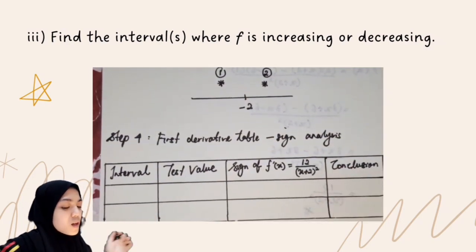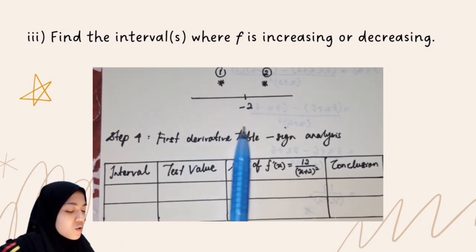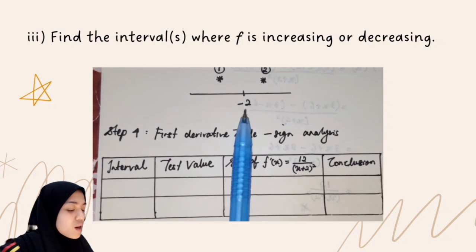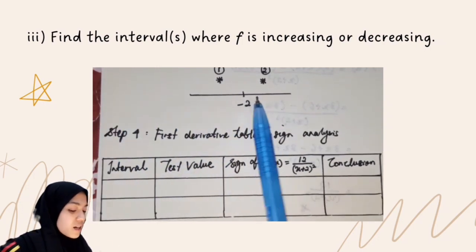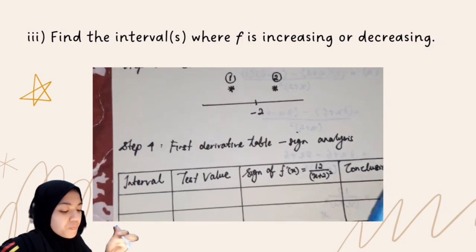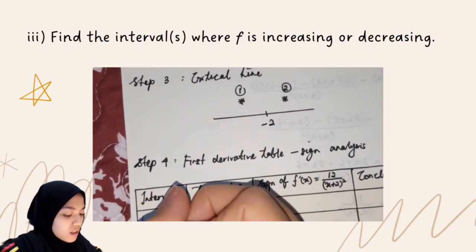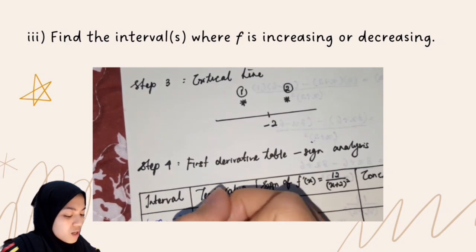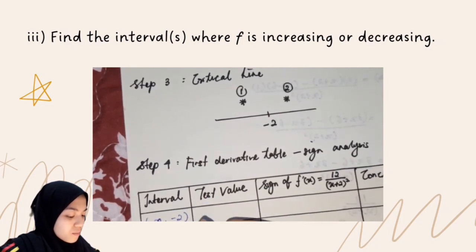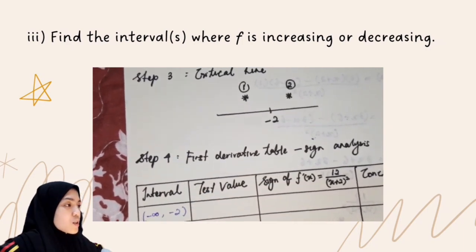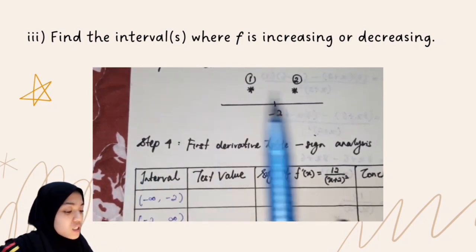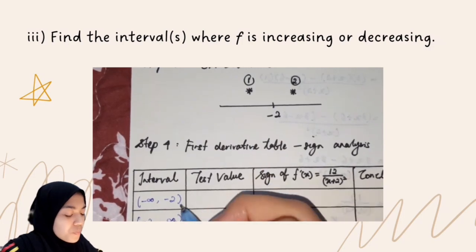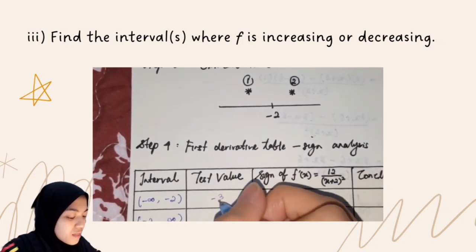Because there is no other number except for negative 2, and this is the negative side and this is the positive side, so we put here the intervals as negative infinity to negative 2, and negative 2 until positive infinity. Okay, so for the test value, you can just put any number before and after negative 2. So I put here negative 3 and this as 0.